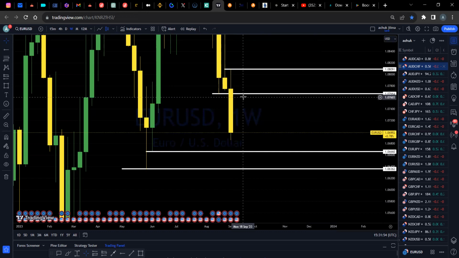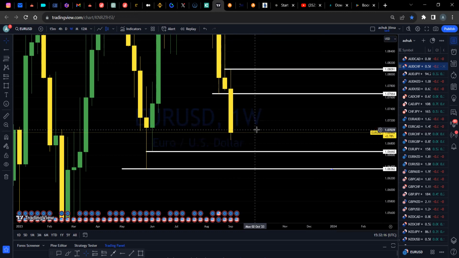So if we get a strong pullback into this region here, we could actually be looking for a selling opportunity for continuous strength of the dollar. Better still, if the dollar pushes down to this key level, the weekly low, we could be looking for potential long positions, temporary ones. So we'll be looking for a buying opportunity.